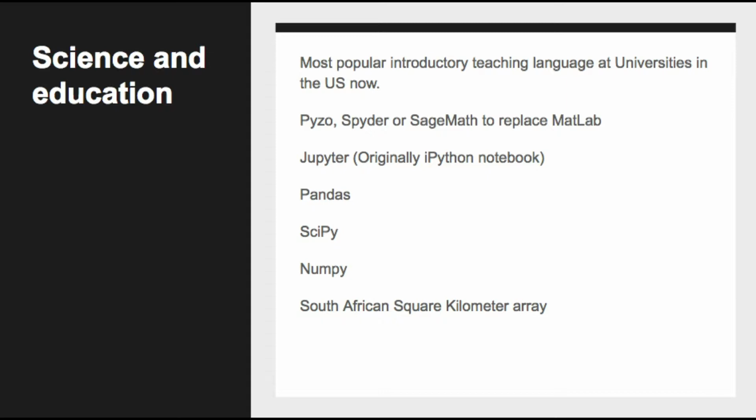You have Spyder or SageMath to replace MATLAB. I keep saying Matplotlib. No, MATLAB. So people are angry with absurd licensing costs in MATLAB. Then the open source alternatives are all there. Python is probably a very good choice for science because it's quite mature in the area and there's lots of cool tools. Jupyter, originally called IPython Notebook. So actually, I'm curious, how many of you have not heard of Jupyter or IPython Notebook? Okay. I suggest that's definitely something worth looking into. It's very popular among data scientists.